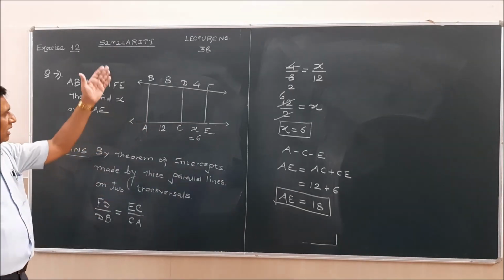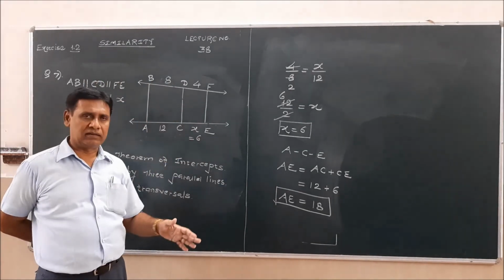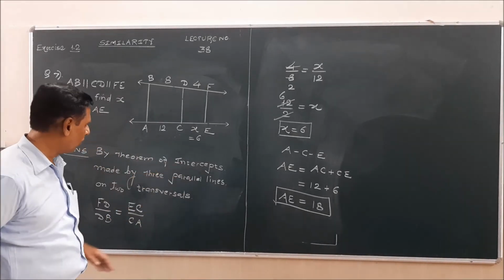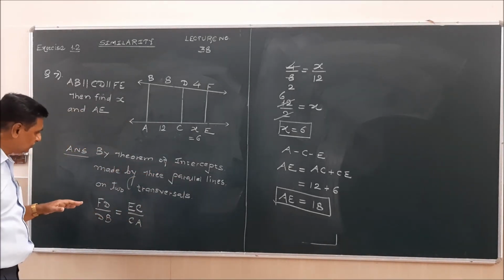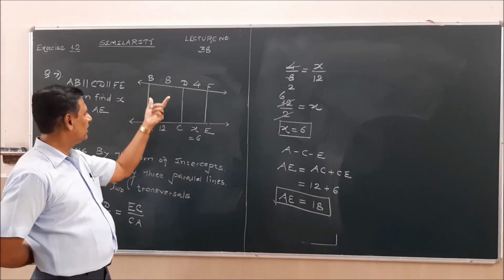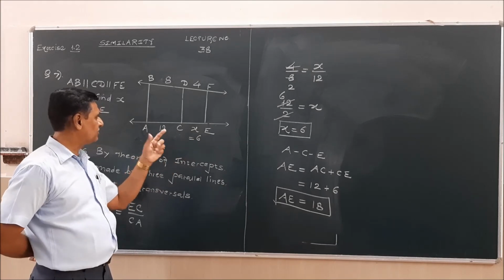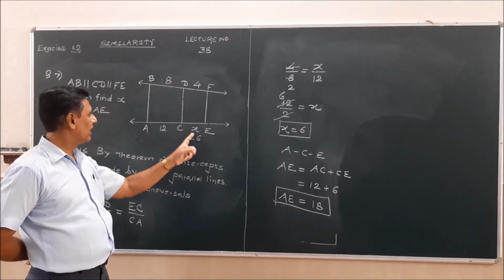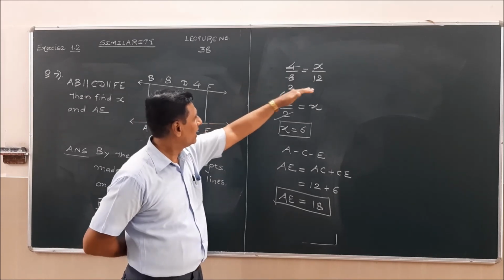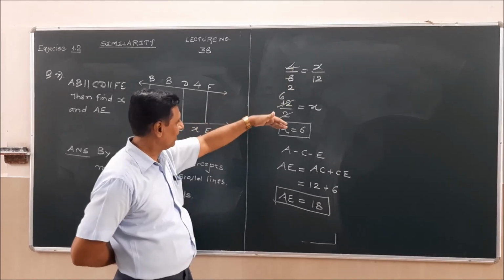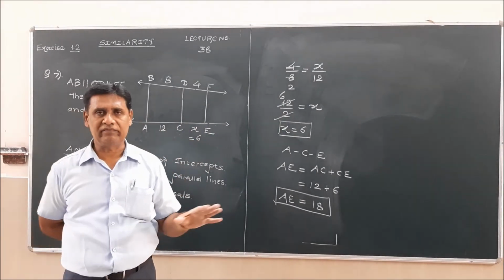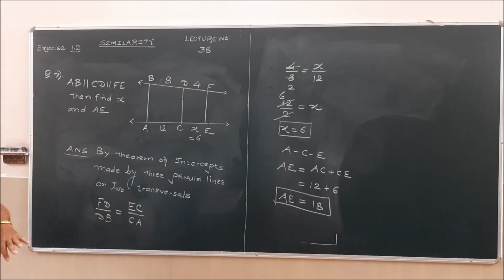Already given these lines are parallel, so we don't have to think much. We simply have to say by the theorem of intercepts made by three parallel lines on two transversals, FD upon DB is equal to EC upon AC. 4 upon 8 is equal to x upon 12. 4 twos are 8. Then I transfer this 12, 2 6s is 12, x is 6, 12 plus 6, 18. That's all. Very simple sum.